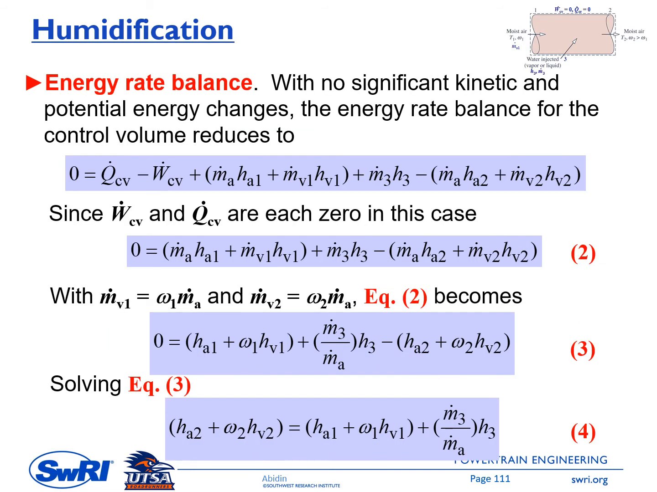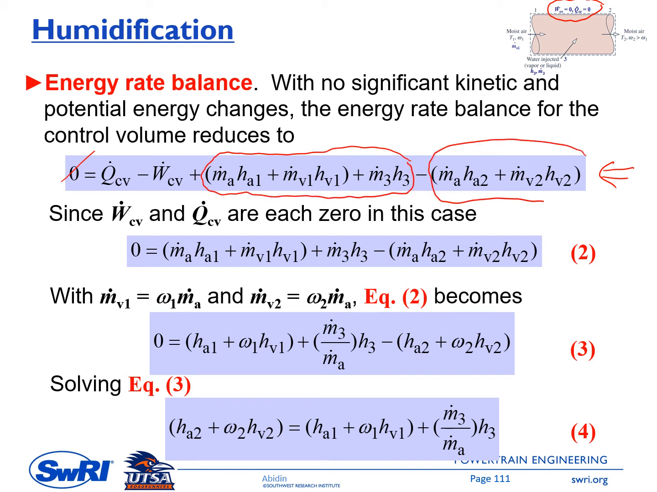This is the energy rate balance analysis. The schematic of the system is shown in the top right figure. By ignoring the effect of kinetic and potential energies, and assuming no work and no heat transfer with the surroundings, we can write the energy balance as shown in this equation. On the left side, this is 0 because it is steady state. On the right side, we have Q dot CV minus W dot CV, plus the energy flow coming into the system, and minus the energy flow going out of the system.